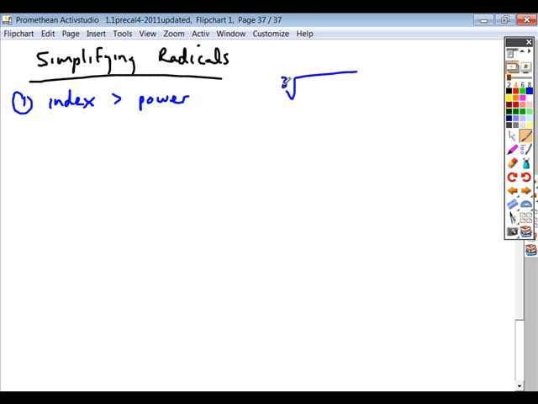So if I look at, let's say, the cube root of 32x to the 7th y to the 9th. If you were looking to simplify this, you're looking for perfect powers of 3 or perfect cubes. Are there any perfect cube factors you can remove from 32?